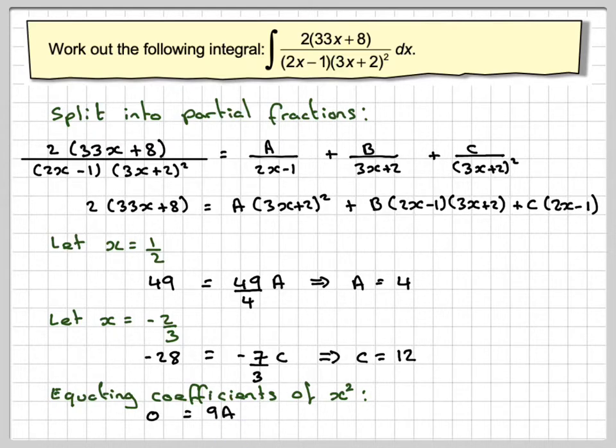Will be the coefficient. And then here, we're going to get 2 times 3, which is going to give me 6x squared times B. There'll be nothing here because there is no x squared term here. But I already got the value of A, so I can put it in here. So we've got 0 is 9 times 4 plus 6B, which gives that 6B must be equal to minus 36, and therefore B is minus 6.